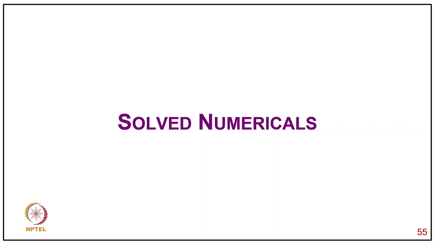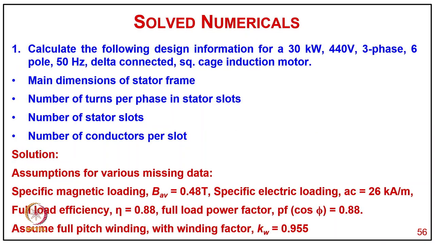Now, coming to the solved numerical problems. The first numerical: calculate the following design information for a 30 kilowatt, 440 volt, 3 phase, 6 pole, 50 hertz, delta connected squirrel cage induction motor. Calculate the main dimensions of the frame, number of turns per phase, number of stator slots, and number of conductors per slot. So, the solution is as follows, considering the various missing data.